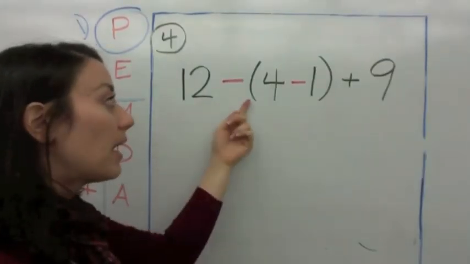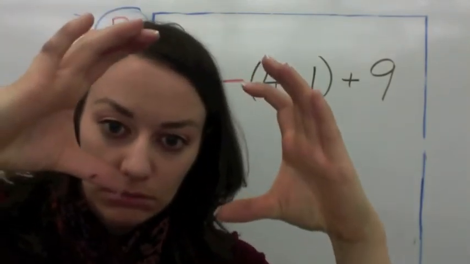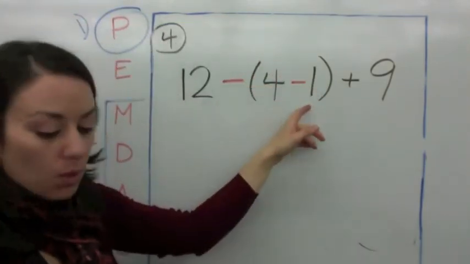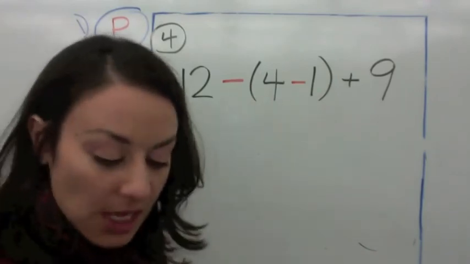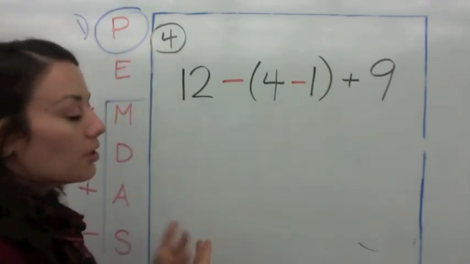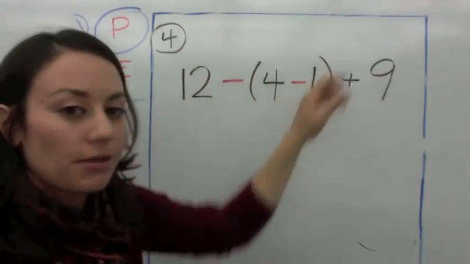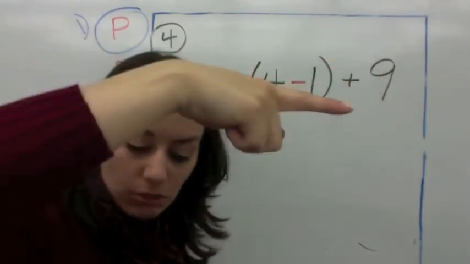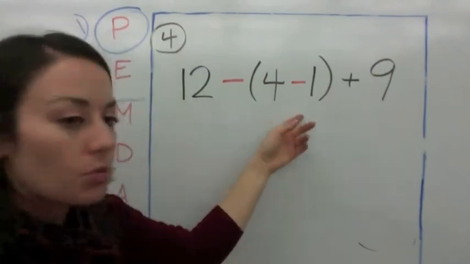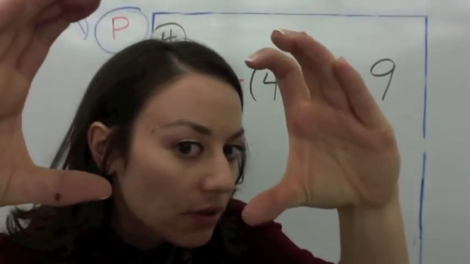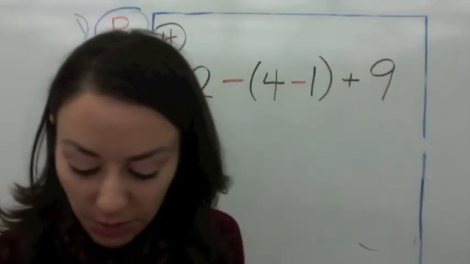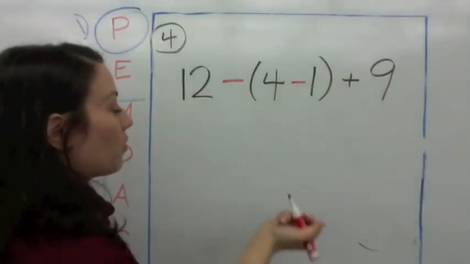It says 12 minus, in, what are these called? Parentheses, 4 take away 1 plus 9. So we're only really working with subtraction and addition. Subtraction and addition, you need to work from left to right. You need to work from what? From left to right. Okay, what should we do first? You tell me. What are these? They're parentheses. So we do 4 take away 1.